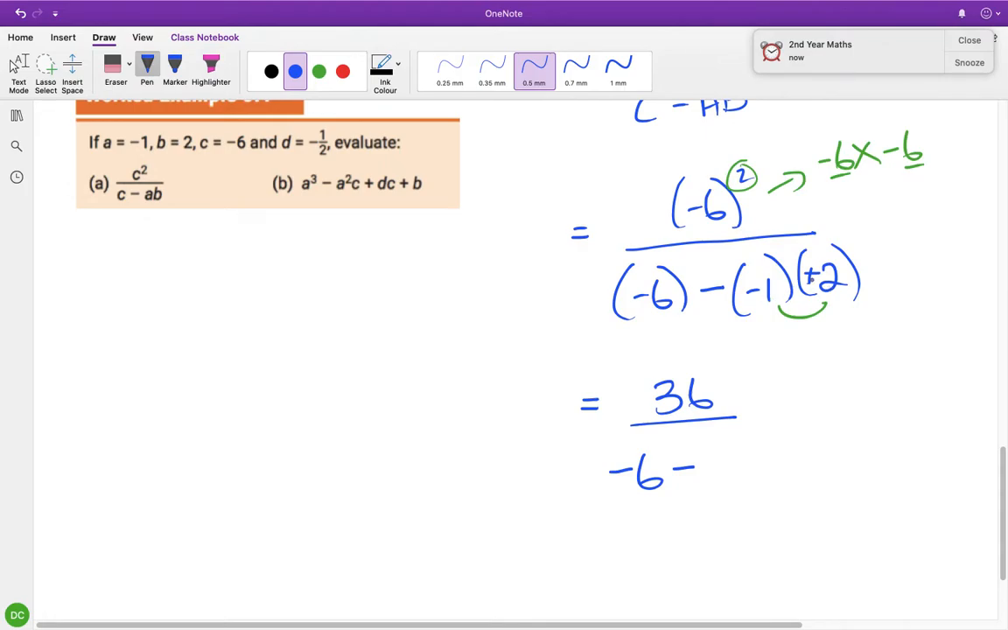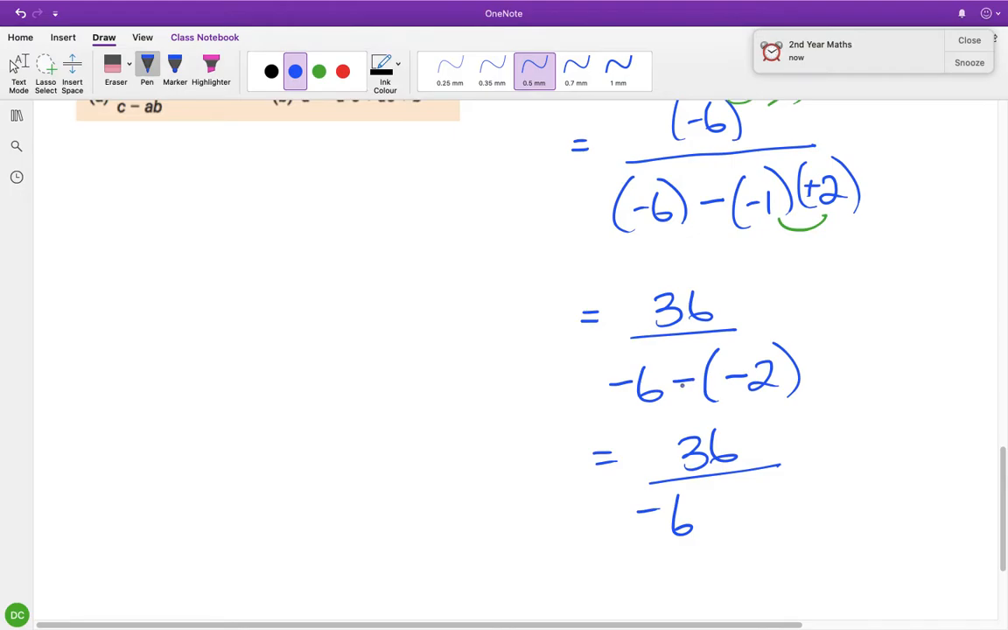The minus by the plus are different signs, and when you have different signs, that gives you a minus, and then 1 multiplied by 2 is 2. Okay, so the top line is 36. On the bottom line, my minus 6 is still there on its own. Now, this is a minus multiplied by a minus 2.